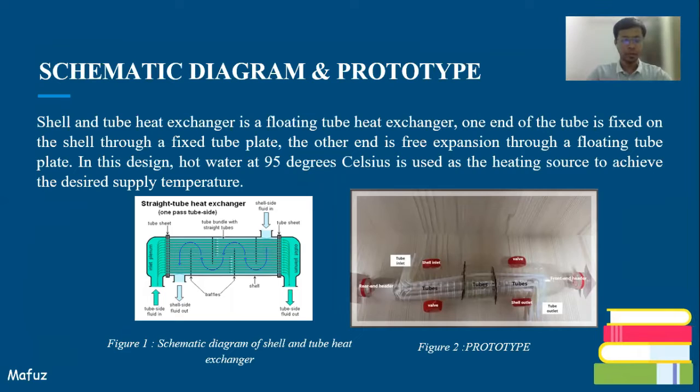Thank you, Fiza. Now I'm going to present the schematic diagram and prototype. As you can see in figure 1, the schematic diagram of the shell and tube heat exchanger and the prototype. For the prototype we use a plastic bottle, and in the image you can see the tube inlet and tube outlet, also the valve and other instruments. In this design, water at 95 degrees Celsius is used as the heating source to achieve the desired supply temperature.